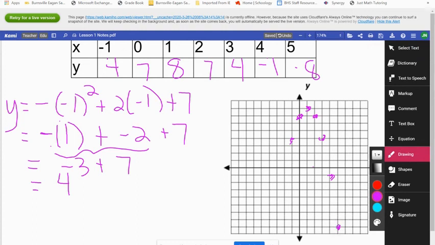Okay. So if I connect them, and I'm going to work backwards because I have more points, you can kind of see it's going to have that U-like shape there.